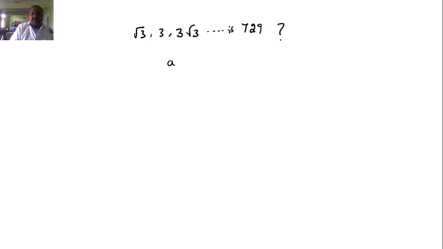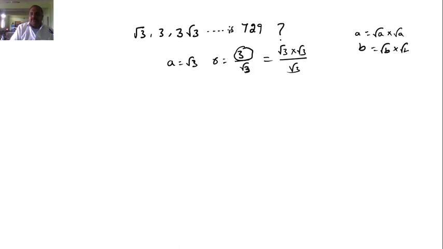Here a is equal to root 3, r is equal to 3 root 3 by root 3. So we can write 3 as root 3 into root 3. Suppose a, we can write it as root a into root a; b means root b into root b.